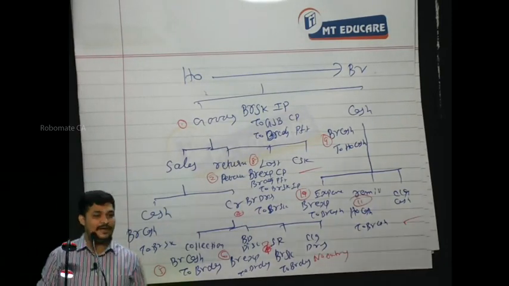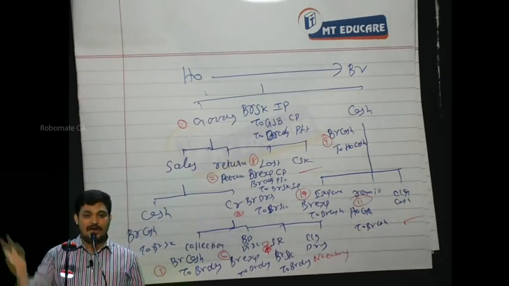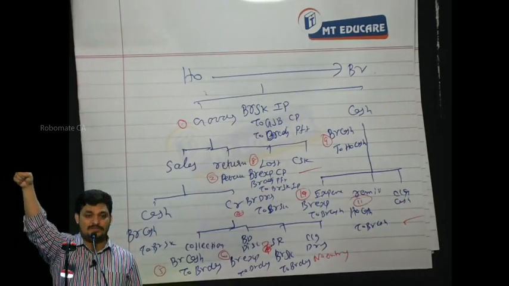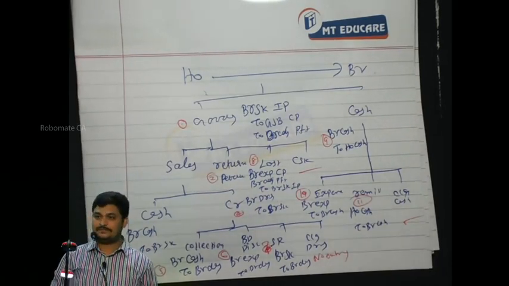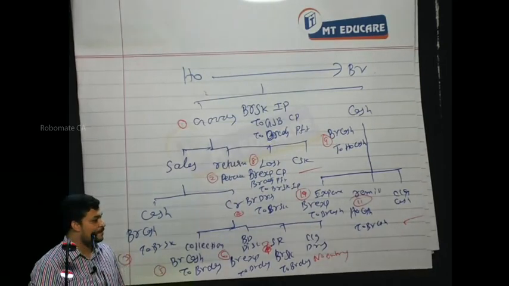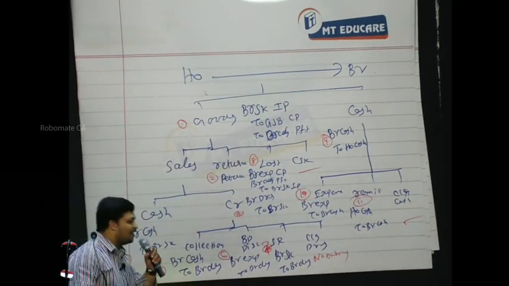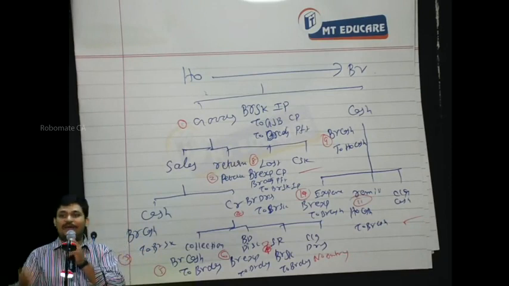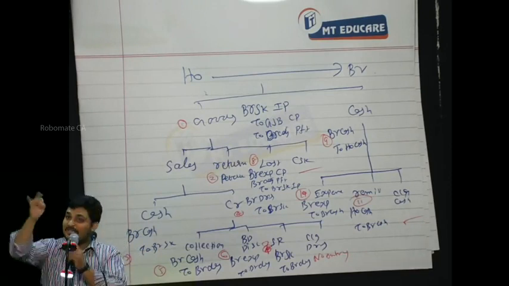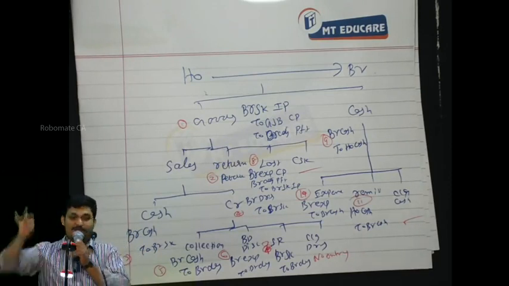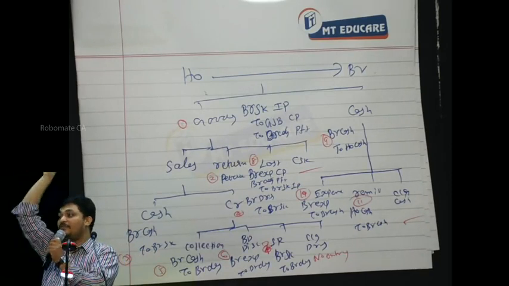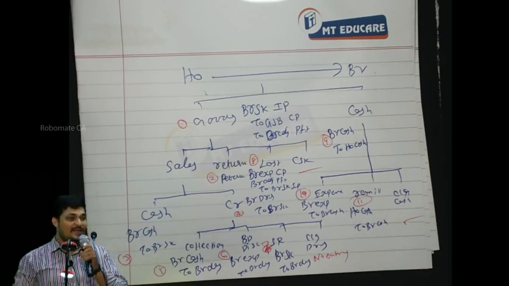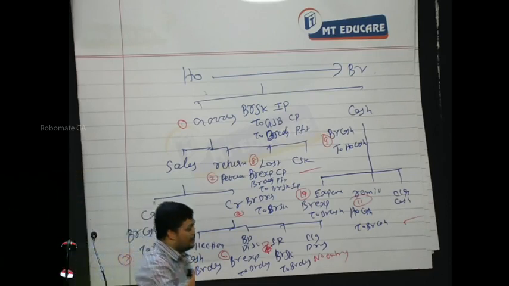Like that, the transfer entries will come. And in the branch P&L only, we'll get net profit. That will be transferred to head office P&L. Could you appreciate that? So those are all transfer entries. Goods sent to branch is a transfer entry. Expense will be transferred to P&L. Gross profit will be transferred to P&L. Net profit will be transferred to head office P&L. Head office P&L to branch P&L. Like that, you will be making entries.